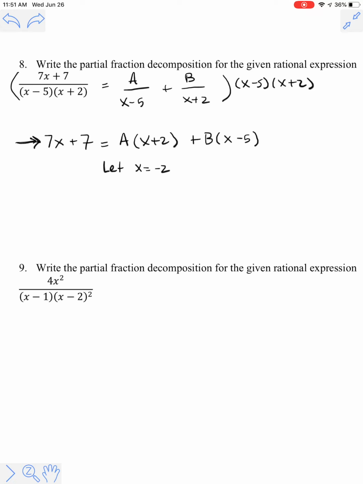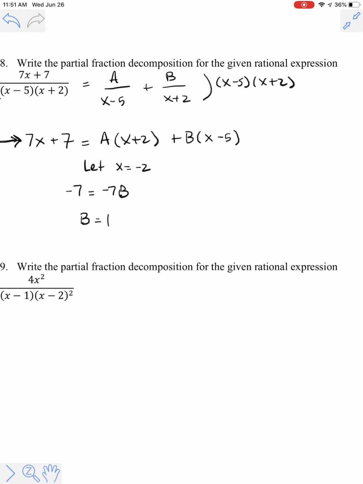That gives -14 here plus 7, which is -7. It cancels a there because it's 0. And then -2 there minus 5 is -7, and then multiplied by b is -7b. So that tells me that b equals 1. Now if I do a similar thing, I'm going to let x equal 5. This is what are called convenient values. If I plug a 5 in there, then that cancels b, allowing me to solve for a this time. So I'm going to let x equal 5, for all the x's.